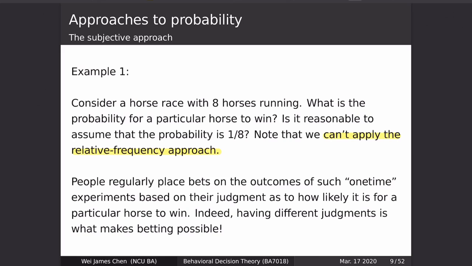So, the reason why we use a horse race example here is that horse racing is a common gambling setting, right? The reason why we can actually have this gambling is exactly because different people use a different subjective approach to the probability. If everybody believes the same horse will win the race with the highest probability, for example, a horse named Redheart, then everybody will bet on this horse, and no one can benefit from this bet. Then there's no such thing as a gambling market that could form. So exactly because we have different judgments, betting is possible, okay?